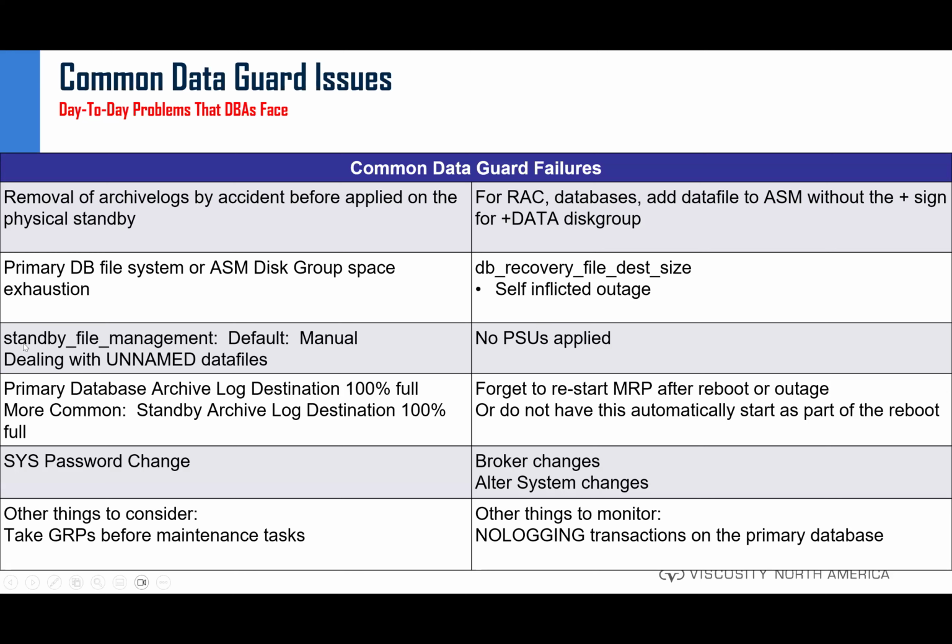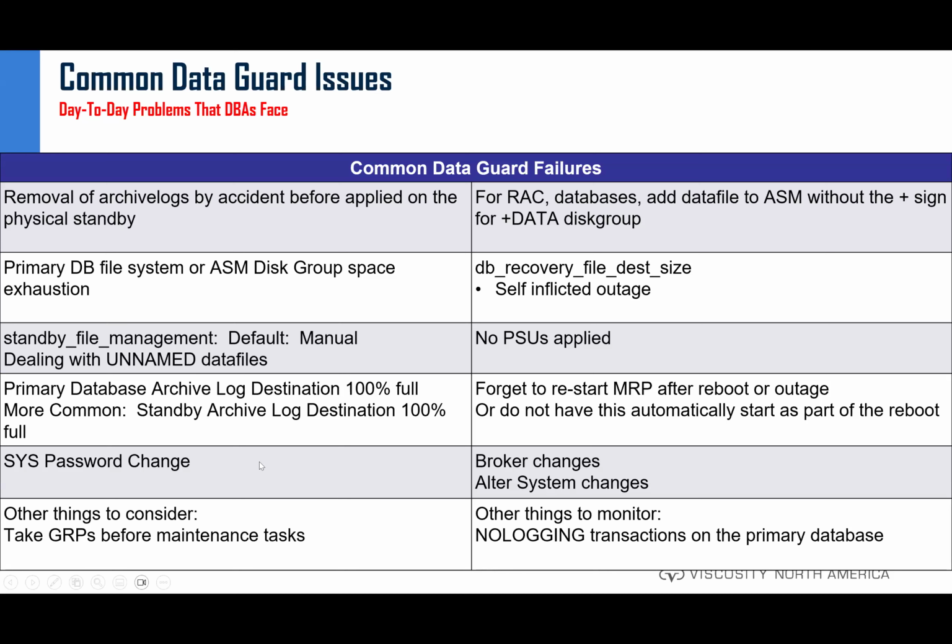And this is one thing I never understood: the standby file management. Why is it manual instead of auto? Because if you set it to manual, or by default, you create a data file in the primary, and on the DR side it creates a data file called UNNAMED datafile. Obviously, applying patches is a big part, PSUs or RUs. I always tell customers N-1. We talked about not monitoring the standby database. Another one is they forget to start the MRP process to auto start after a node reboot or an outage.